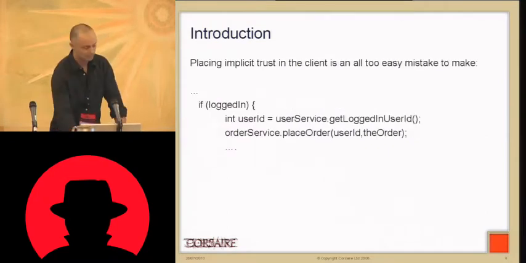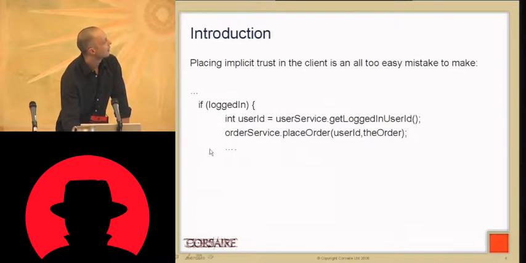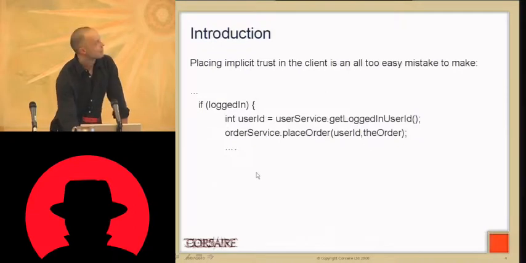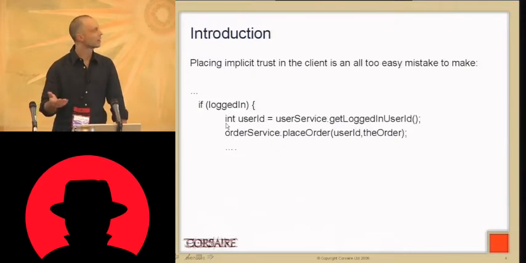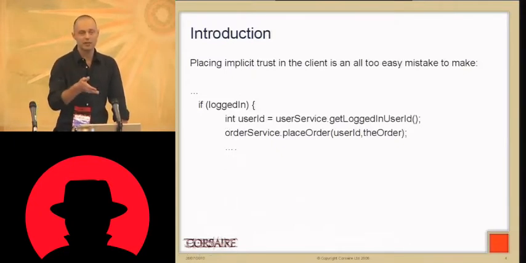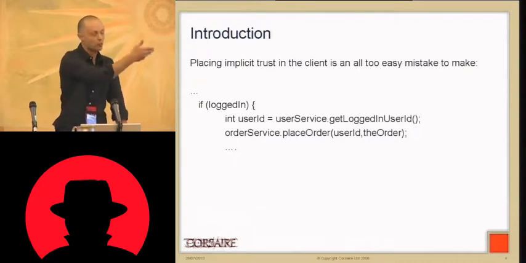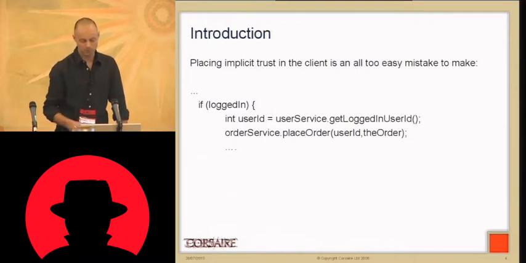So we see things like this, for example. On the client side, if logged in, then user ID equals get the logged in user from a server, and then place an order on the server using this user ID and an order. So this is an example of state being stored on the client side. User ID and logged in are both local client-side variables. And if you can get into the client and you can manipulate these variables, if you can manipulate these fields, then you can change the way that this client-server application is meant to work.